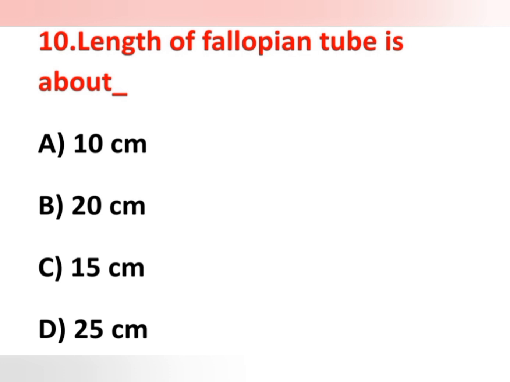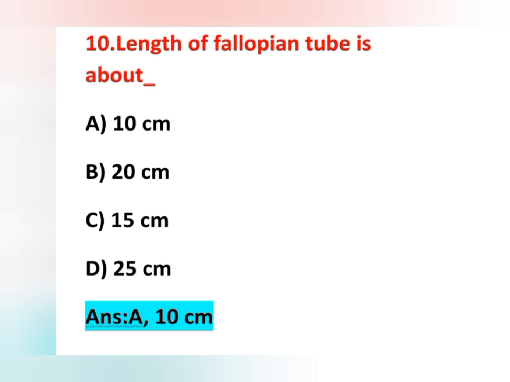And the 10th question: length of fallopian tube is about. Options are option A 10 centimeter, option B 20 centimeter, option C 15 centimeter, option D 25 centimeter. The normal length of the fallopian tube is 10 to 12 centimeter. So option A, 10 centimeter, is the correct answer. If a range of 10 to 12 is given, that is also correct.